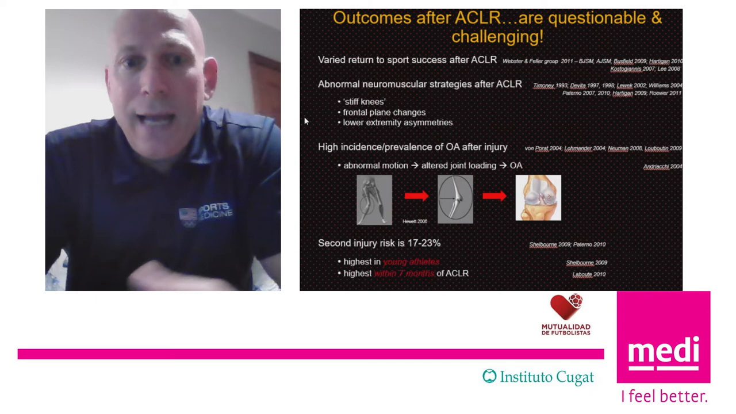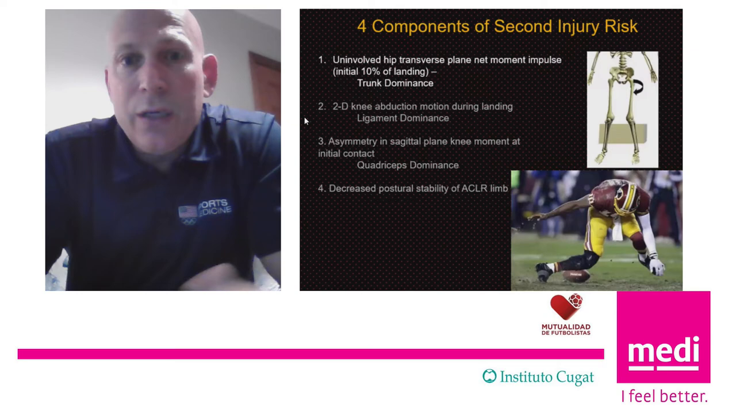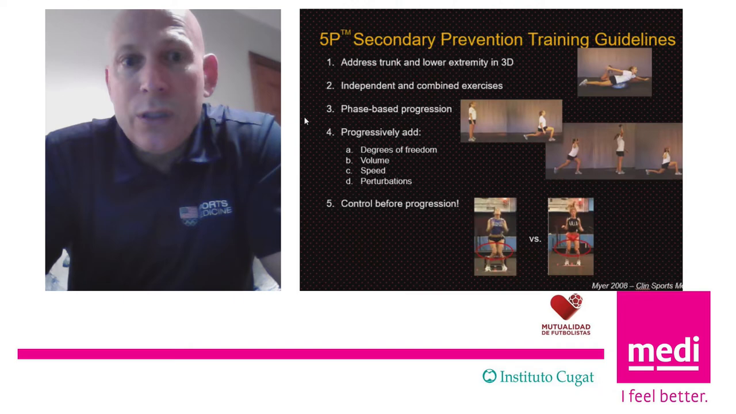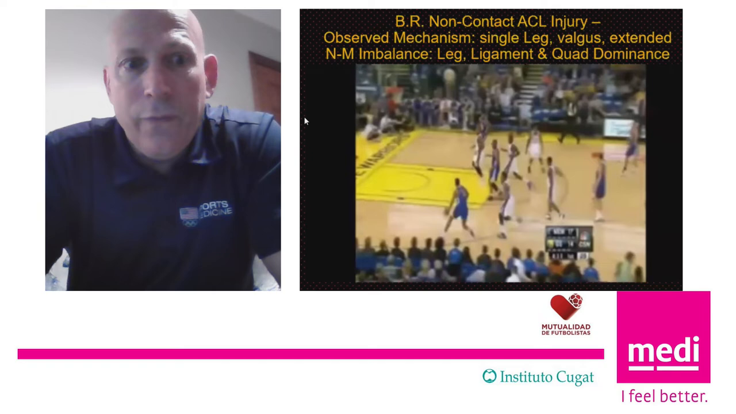And basically what we're doing is adding targeted neuromotor training to those risk prediction factors, those 4 components of ACL injury risk, this hip internal impulse. And this is what we do: combined addressing of the trunk and lower extremity, independent and combined exercises, phase-based progressions. And we progressively add degrees of freedom, volume, speed, perturbations. And we can make sure that the athlete has proper neuromotor control before they're progressed.